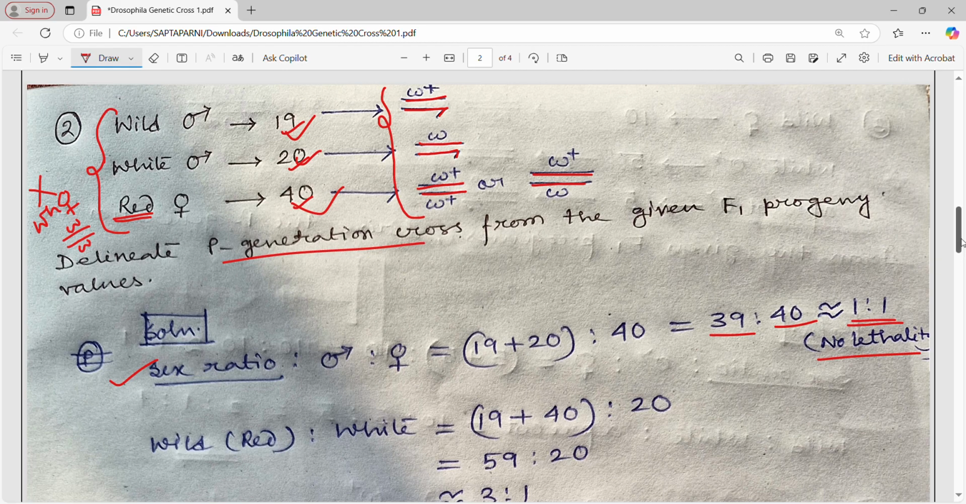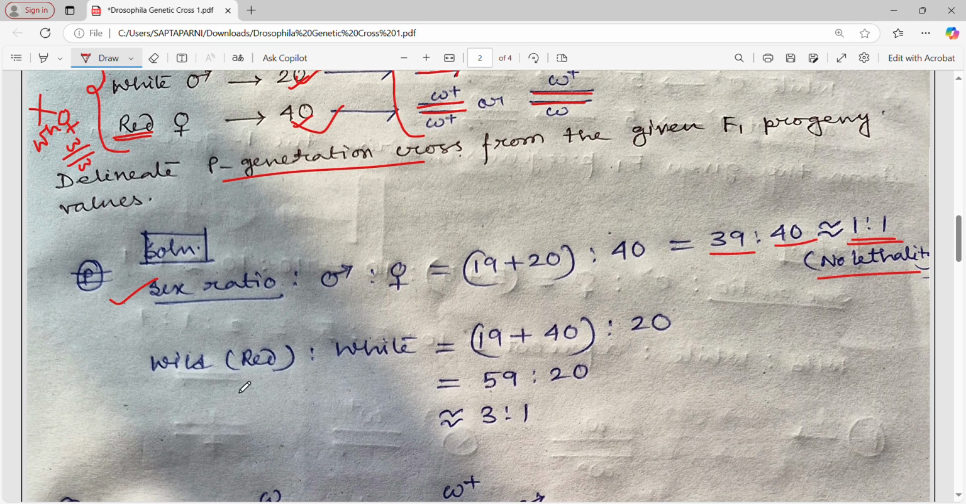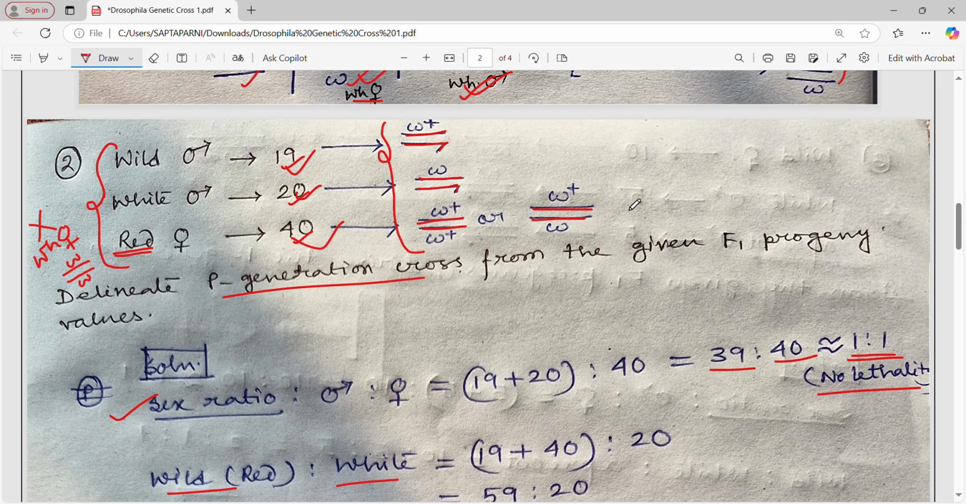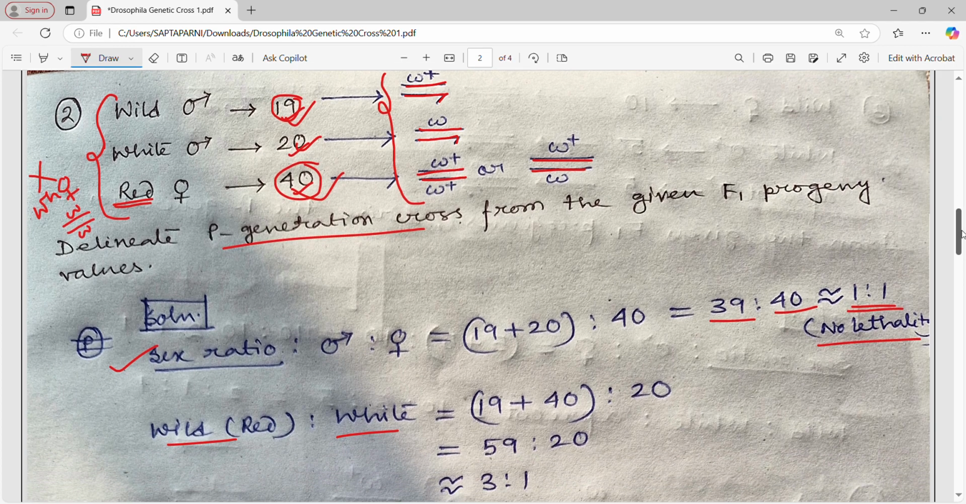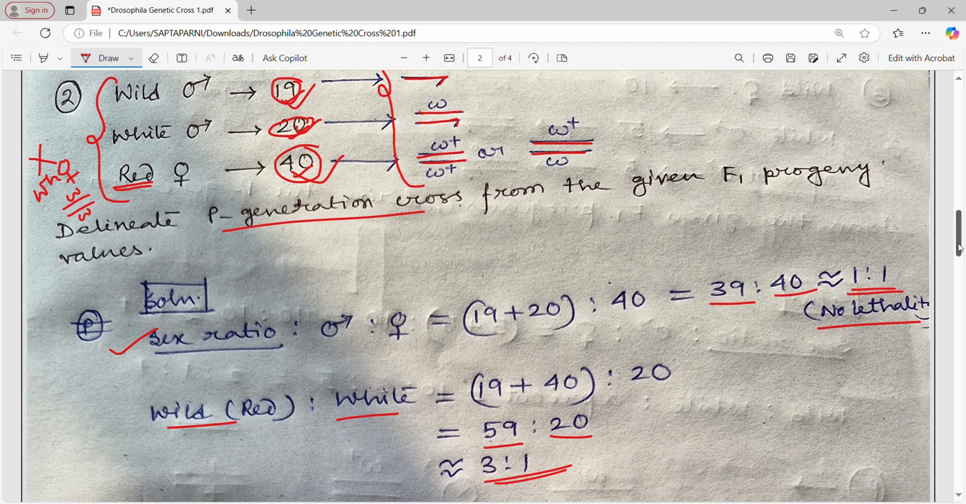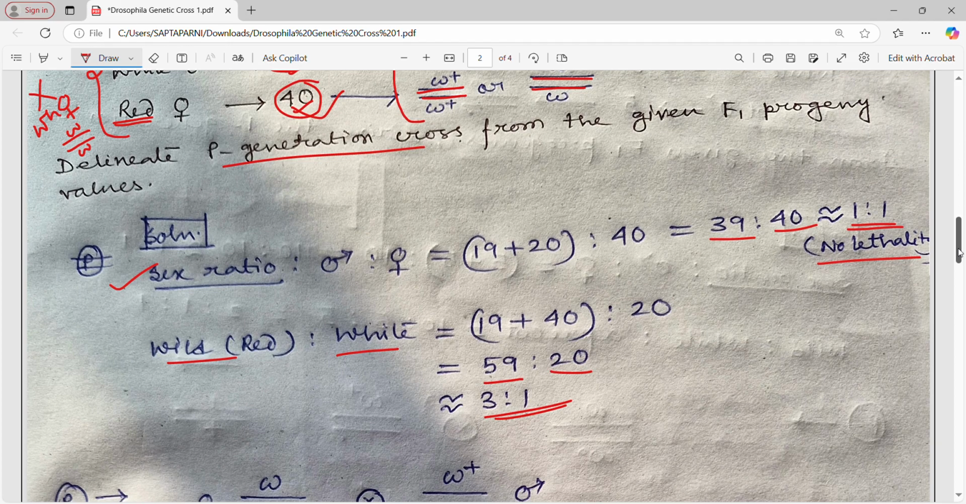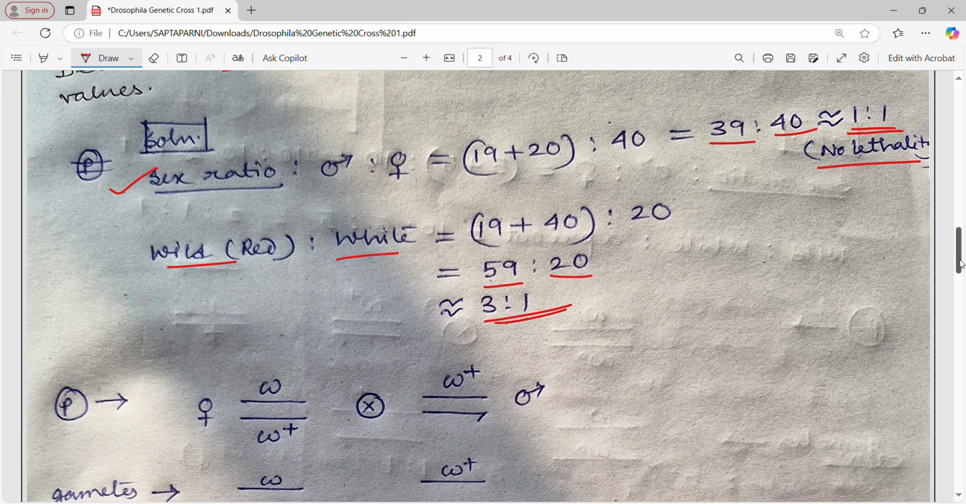Then let's talk about the phenotype ratio. The wild type to white ratio will be, how many wild types are there? 19 male and 40 females. So 59 wild type, and how many white? Only 20 whites. So it is the 3:1 ratio, which is the monohybrid cross ratio, Mendel's cross ratio. Now let's derive the P generation cross.